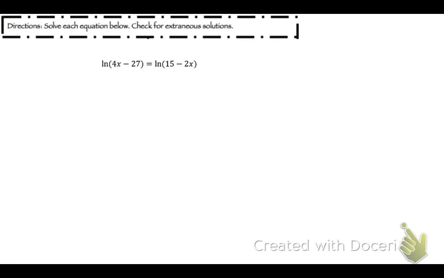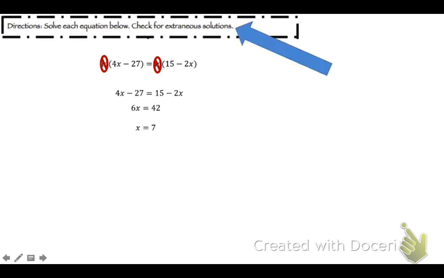I mean, ln is a logarithm, but if you have ln of 4x minus 27 and ln of 15 minus 2x, cancel those ln's and you get 4x minus 27 equals 15 minus 2x. Just solve for x. You get 6x equals 42. x equals 7. Okay, and then we have to check for extraneous solutions. Do this every single time. So I'm going to plug 7 back in and just make sure I don't get a negative number. I don't, so that's good. And 7's our answer. Cool?